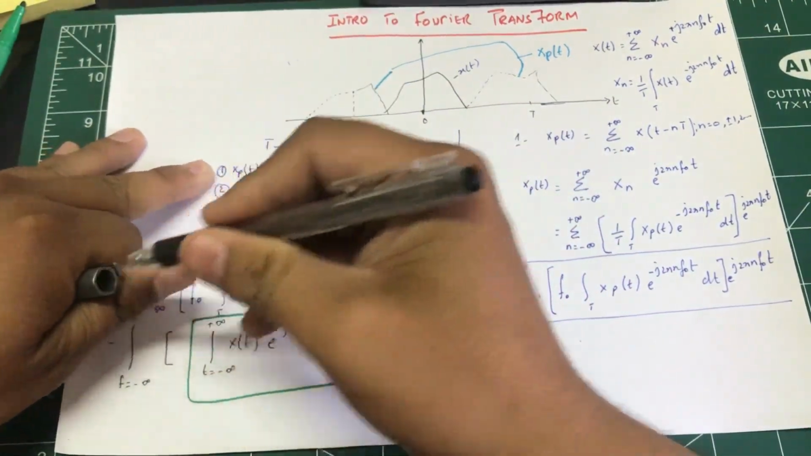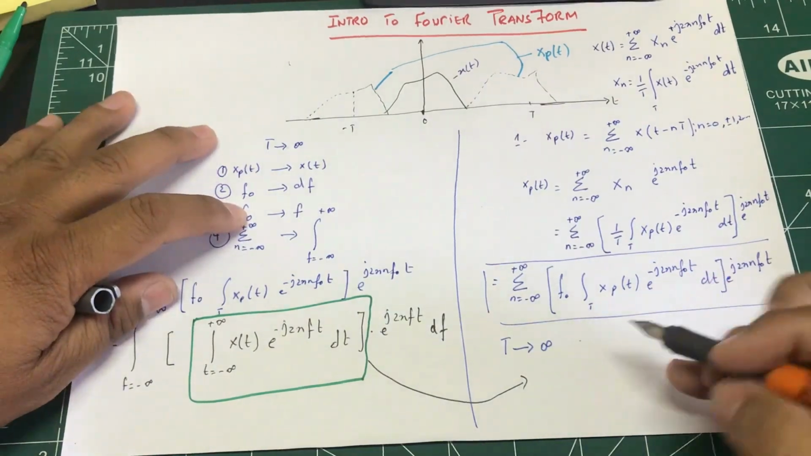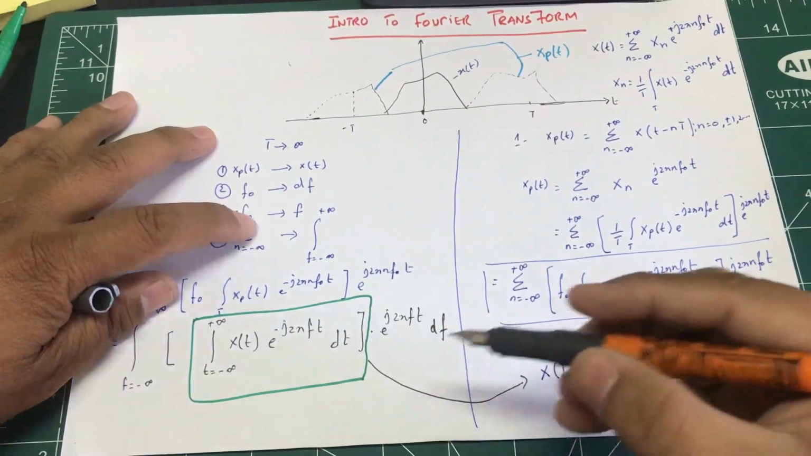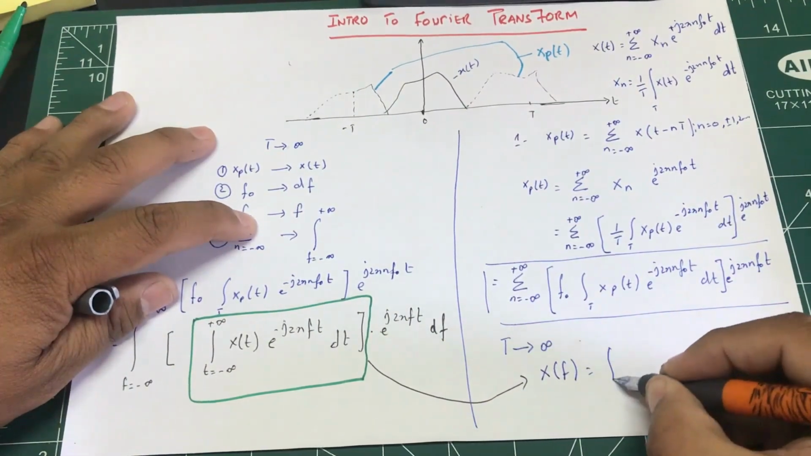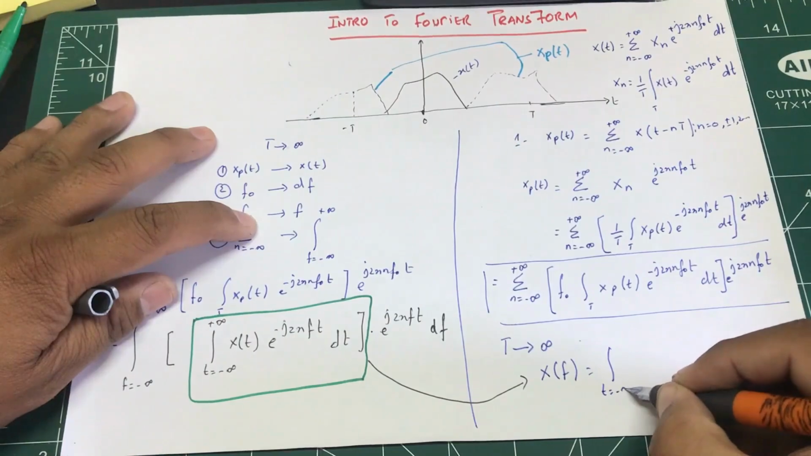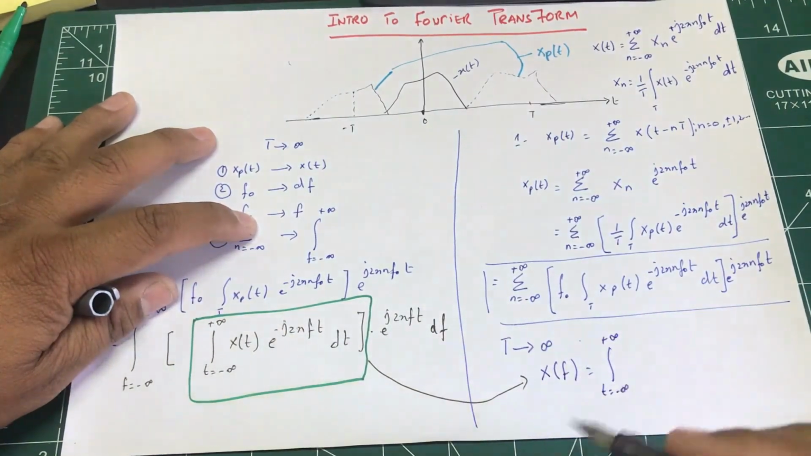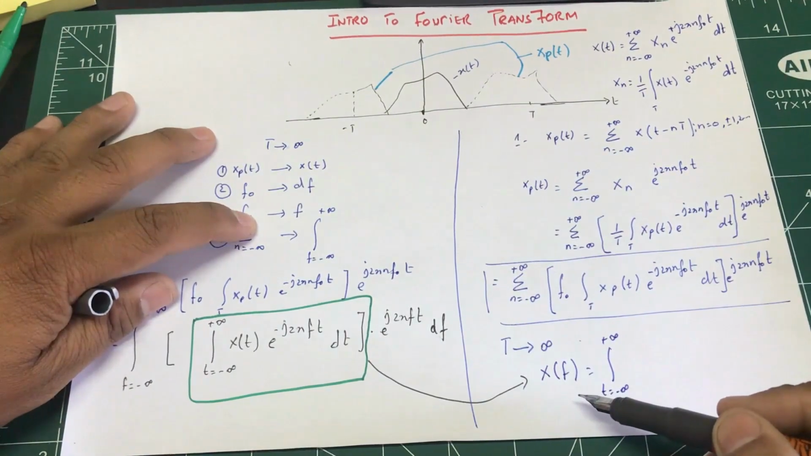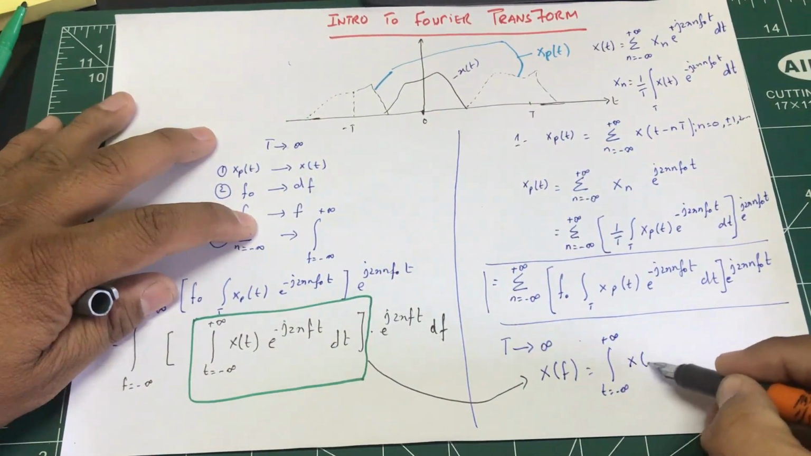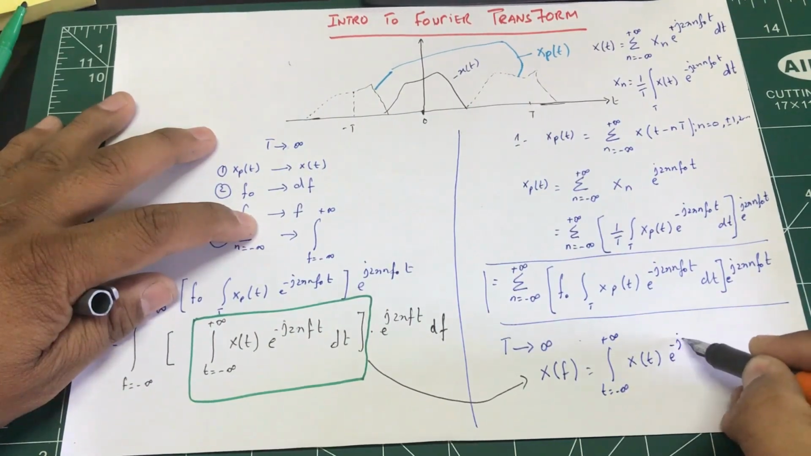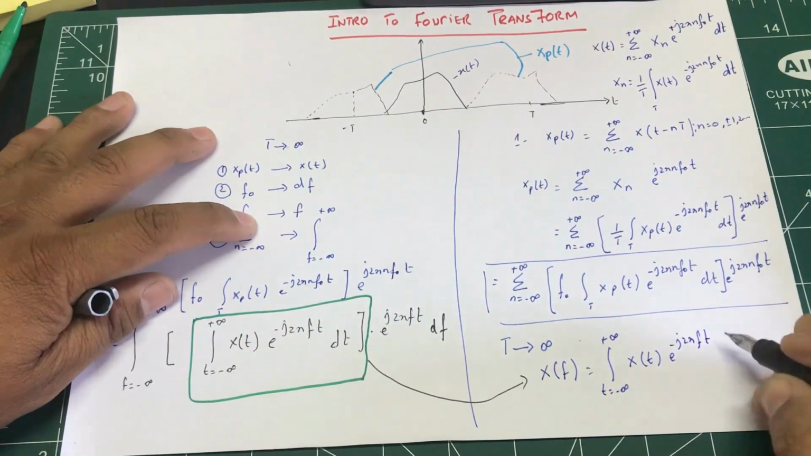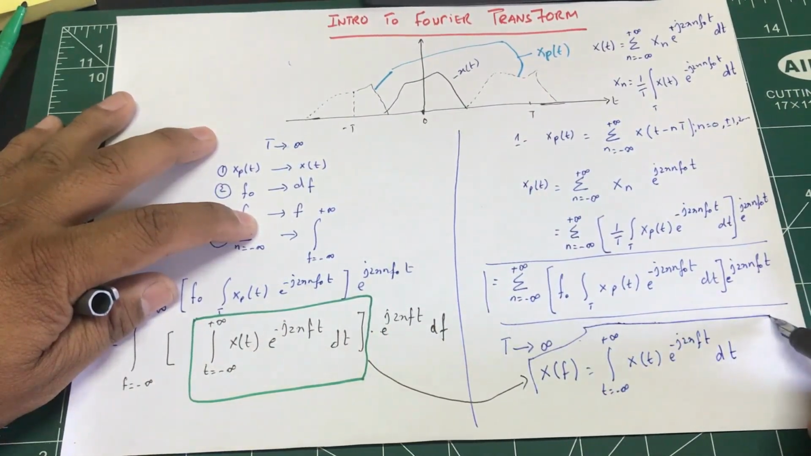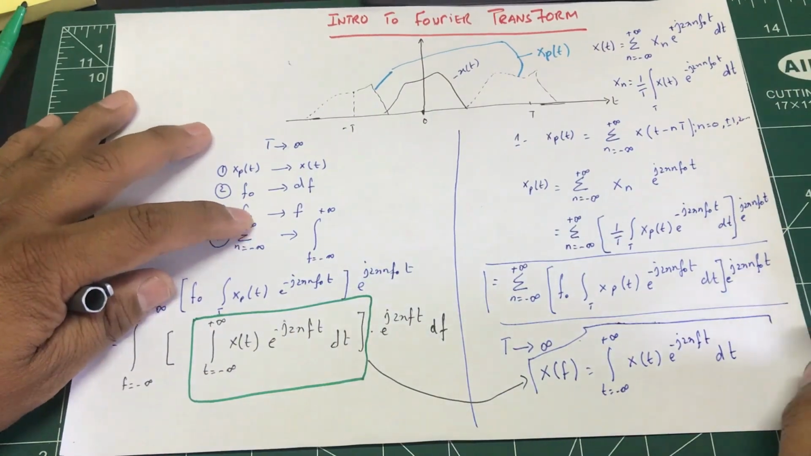So if I were to look at this, this would be x of f, because this is actually giving me a Fourier transform of a signal, which means taking this signal in the time domain and converting it into a frequency domain signal. So this is going to be x of t, you're going to take your signal, e to the negative j 2 pi ft dt. So this equation is your Fourier transform.